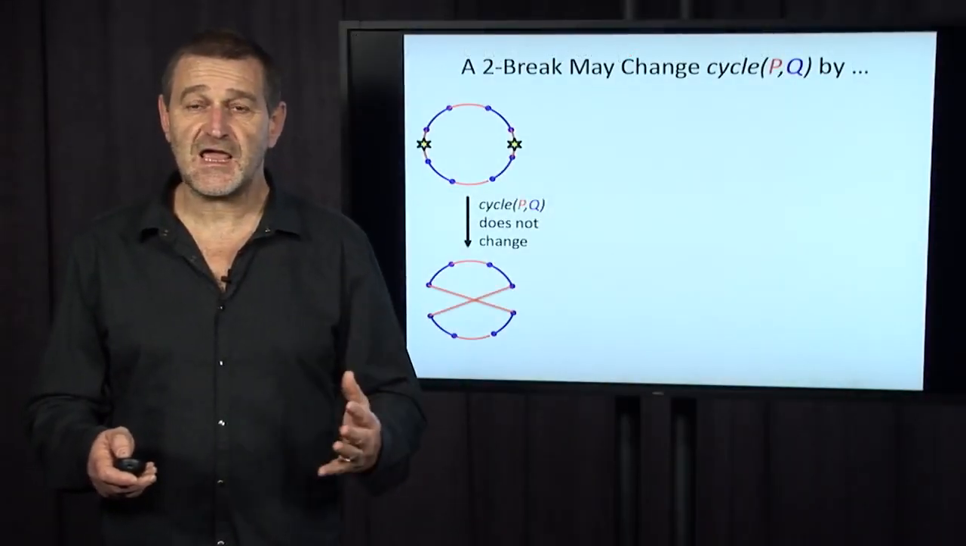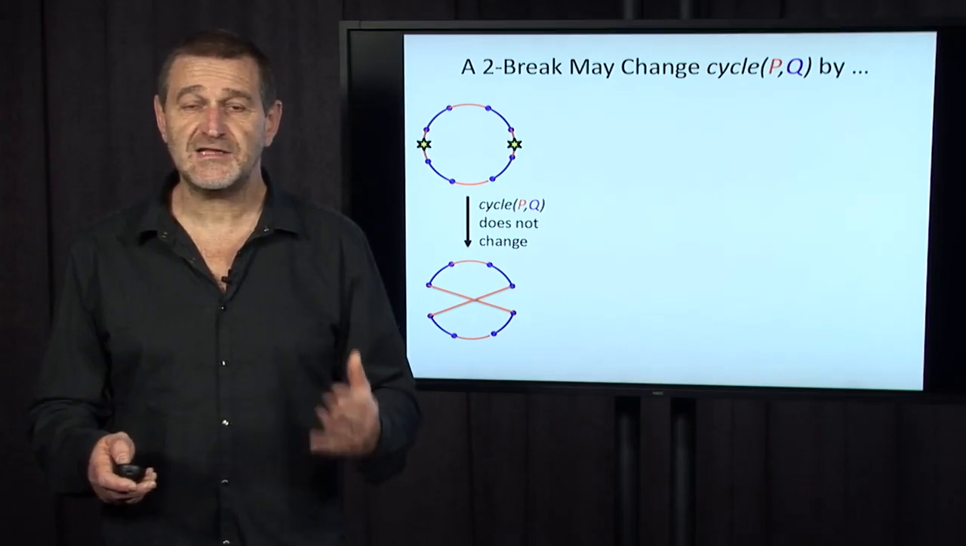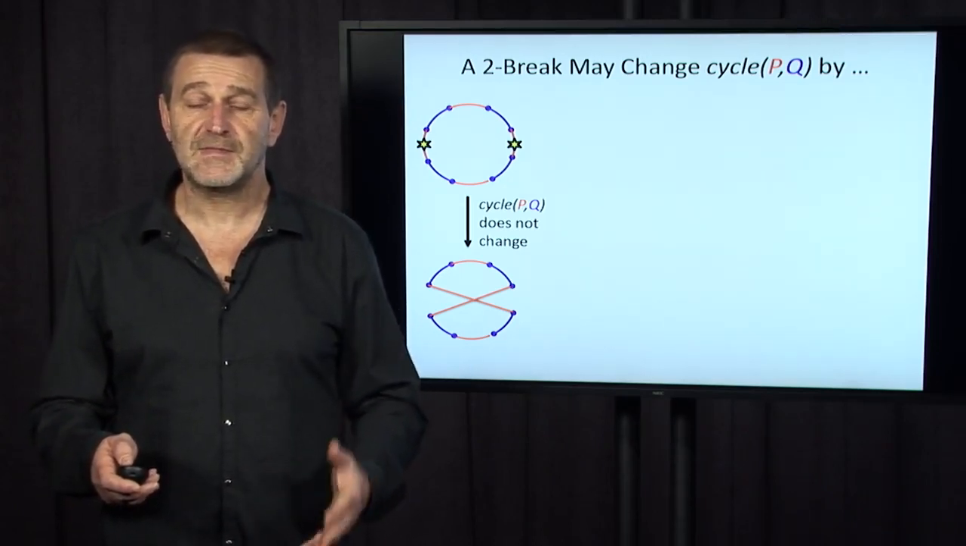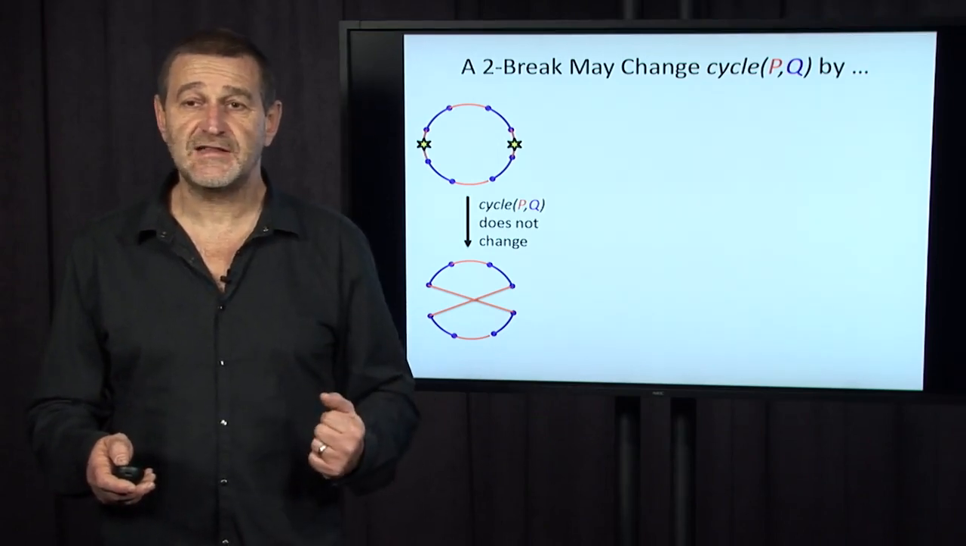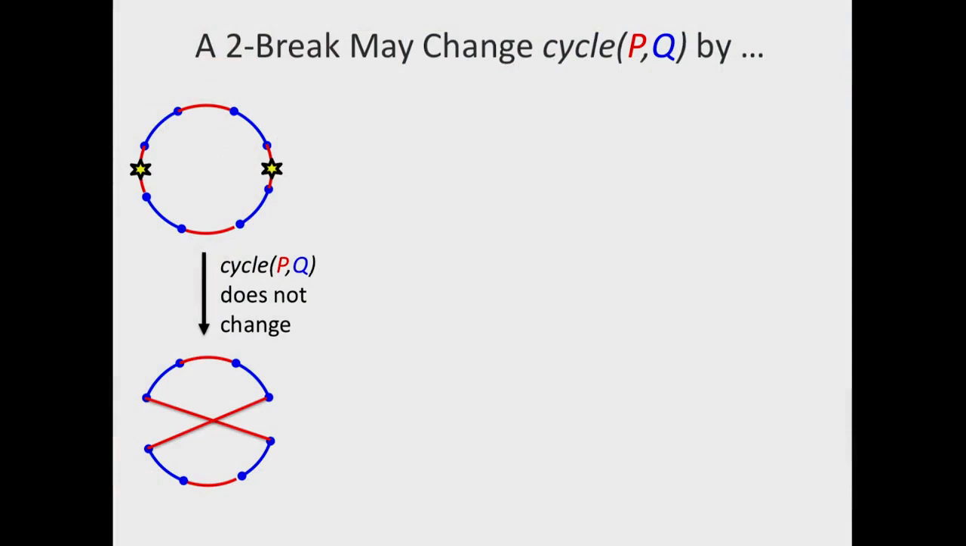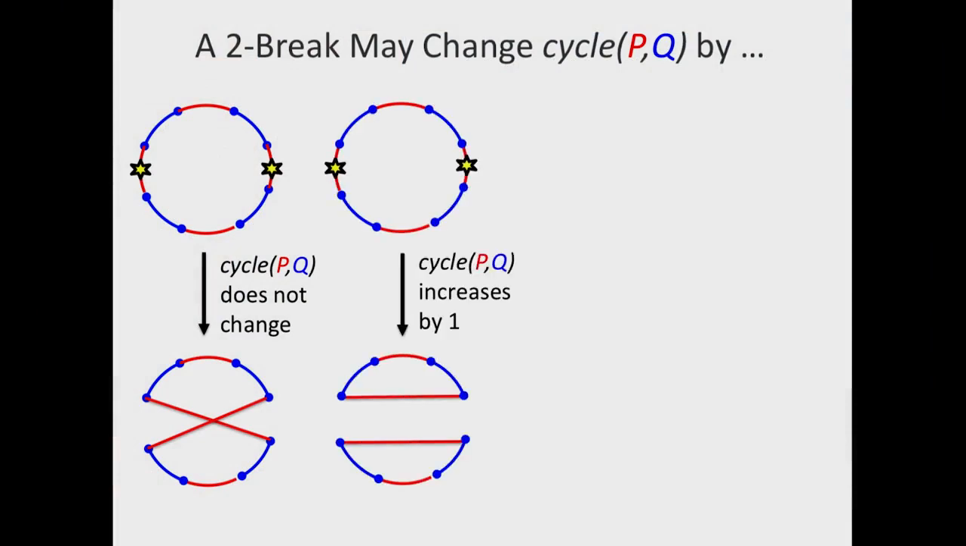Consider first the case when these two red edges belong to the same cycle in the breakpoint graph. In this case, shown on this slide, two red edges are removed, substituted by another two red edges, but the cycle number doesn't change. Here's another case where the same two red edges are removed from a single cycle in the breakpoint graph, but the cycle number this time increases by 1.